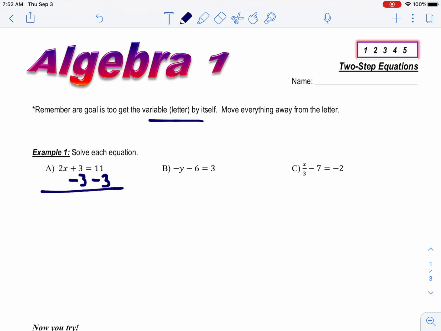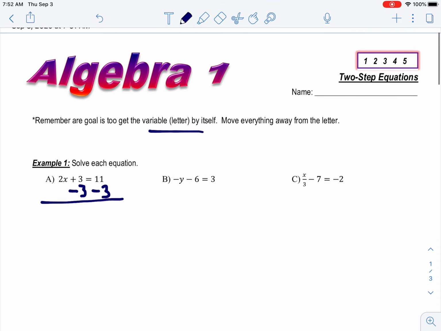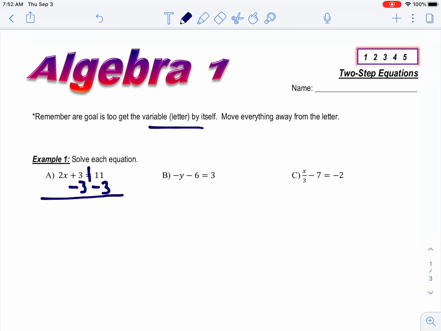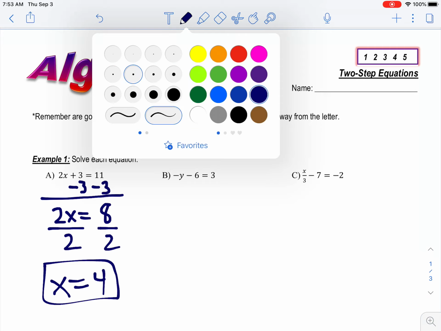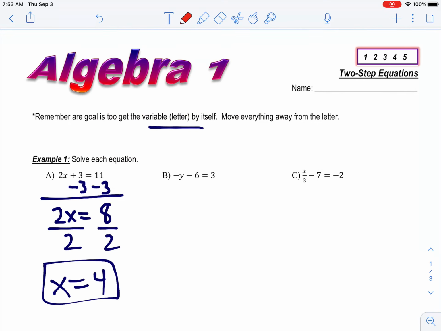Remember, sometimes kids like to draw that line down. That's up to you. If you want to draw that line down to separate, so you know to do left and right, go ahead. I'm left with 2x equals 11 minus 3 is 8. We now have it into the format that we can go ahead and divide by 2. It's now a one-step equation. If I divide by 2, it tells me that x equals 4. So again, we move the 3 first, and then we come back and divide by 2.